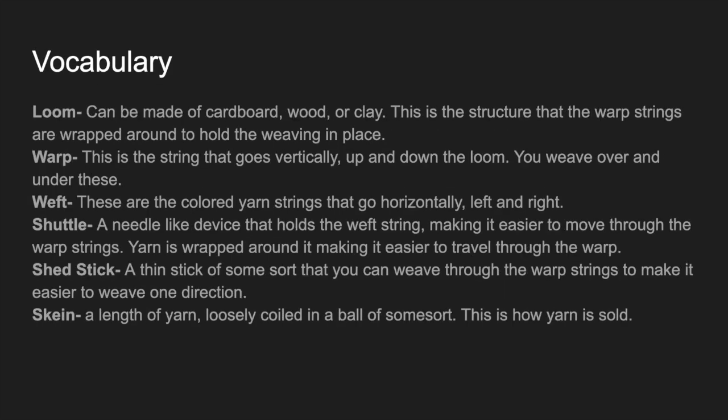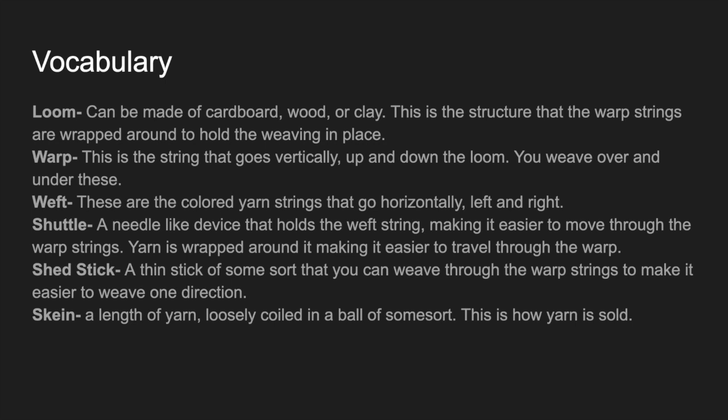Over the course of this slideshow and the tutorial videos, you will hear lots of vocabulary used throughout. The loom that you are using will be made of cardboard. They can be made of wood or clay as well. The warp strings are the ones that go up and down the loom, and that is what will hold your weaving together. The weft is the colored pieces of yarn that you'll be using that go left and right.